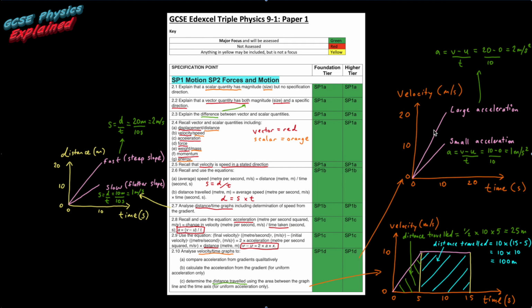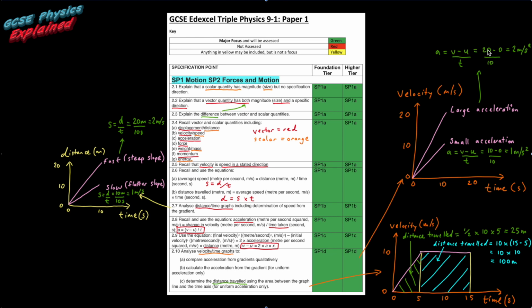So you can see that once again, if it's a steep line, that means it's large, but this time it's a large acceleration, not a large speed. If it's flatter, that means it's a small acceleration. And in order to get the acceleration, we'll use this equation. Acceleration equals v minus u over t.